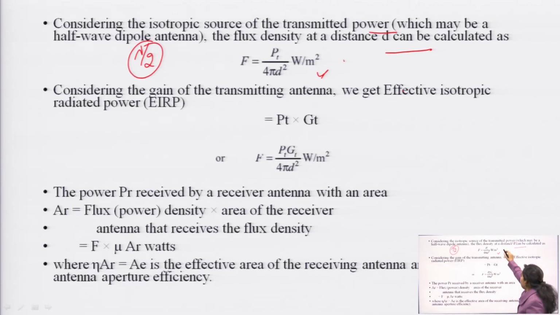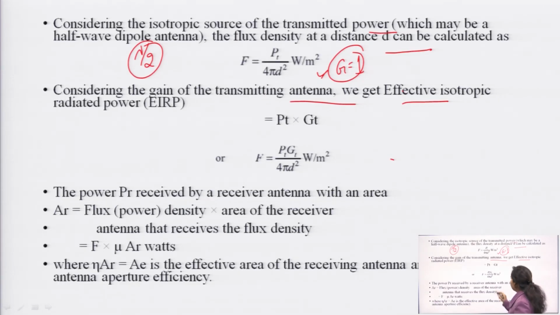So, gain will be, in this case, G equal to 1. But when we consider an antenna with an effective isotropic radiated power, denoted by P t into G t, then the flux density is calculated by P t into G t divided by 4 pi d square. Here G t will be equal to 1 for an isotropic antenna, but since we are considering an antenna which is directive in nature, its gain has some value, then it is P t G t divided by 4 pi d square.